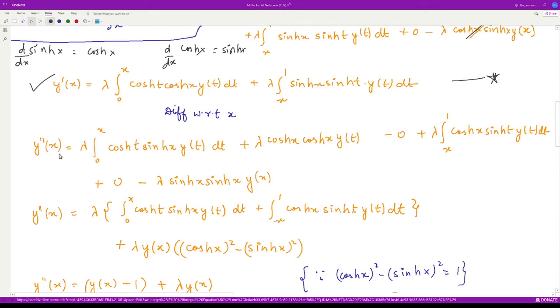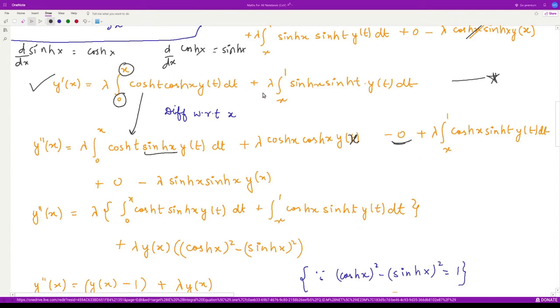So we'll have y double dash x, again applying the Leibniz rule over this term. We'll have lambda as it is because we are taking the derivative with respect to x. So cos hyperbolic t as such, cos hyperbolic x derivative, it's sine hyperbolic x, then y t as such, dt as such, then plus lambda times the derivative of upper limit, that is 1, and then cos hyperbolic x as it is, and instead of y t we have y of the upper limit, y of x, and minus the derivative of this lower term, that is 0. So this whole term becomes 0.